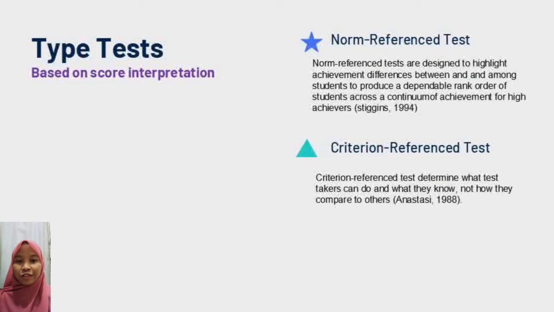The second is criterion reference test. According to Anastasi, 1988, criterion reference tests determine what test takers can do and what they know, not how they compare to others. The content selected for the criterion standard test is selected on the basis of its significance in the curriculum. Criterion reference tests give detailed information about how well a student has performed on each of the educational goals or outcomes included on that test.